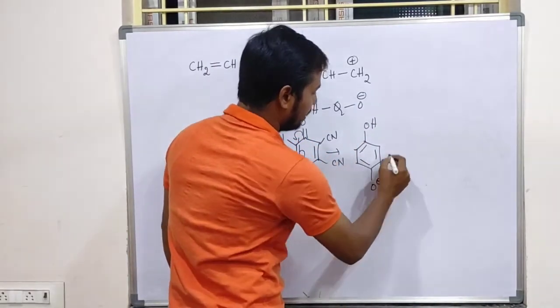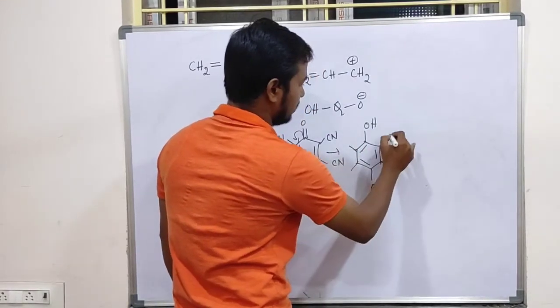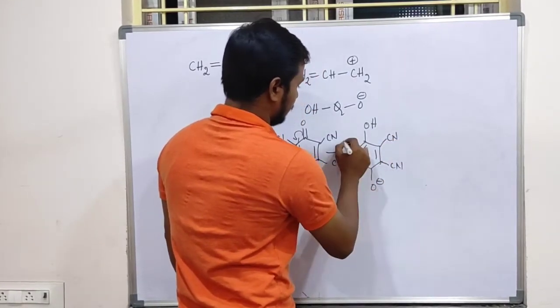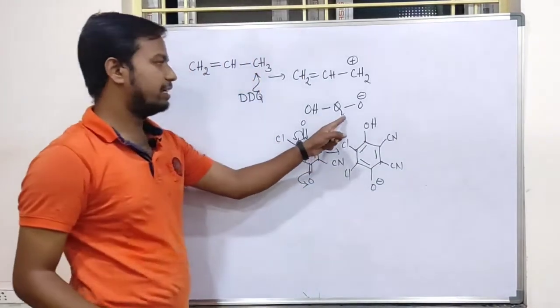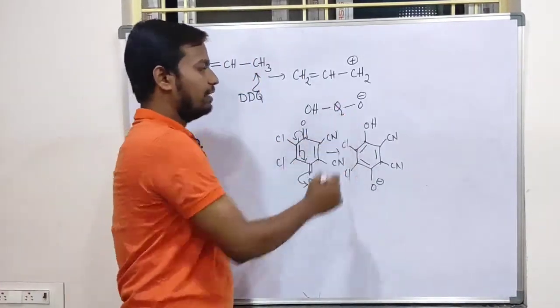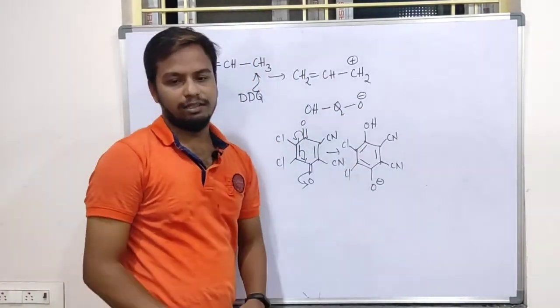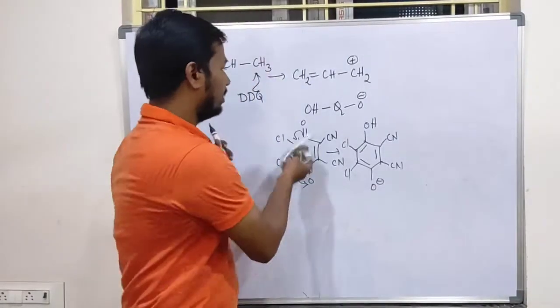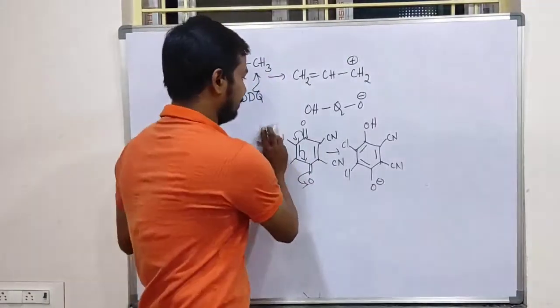Here we will be getting O-, and groups will be as it is. So I am representing simply this total group as Q and O- as it is. Okay, so no need to write all the things. So you have understood the mechanism too.